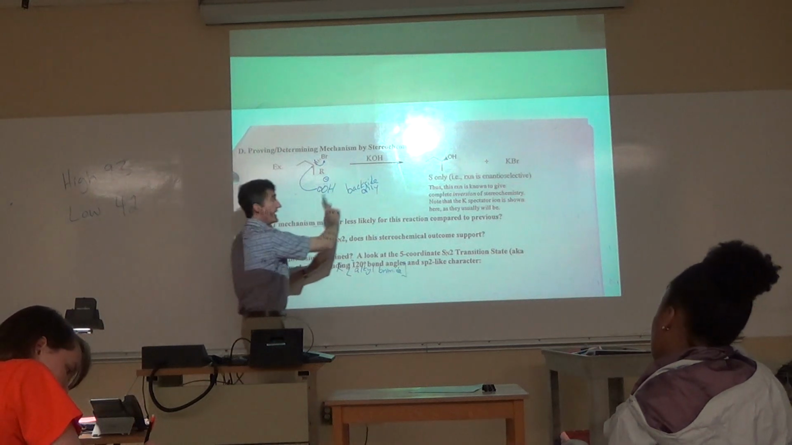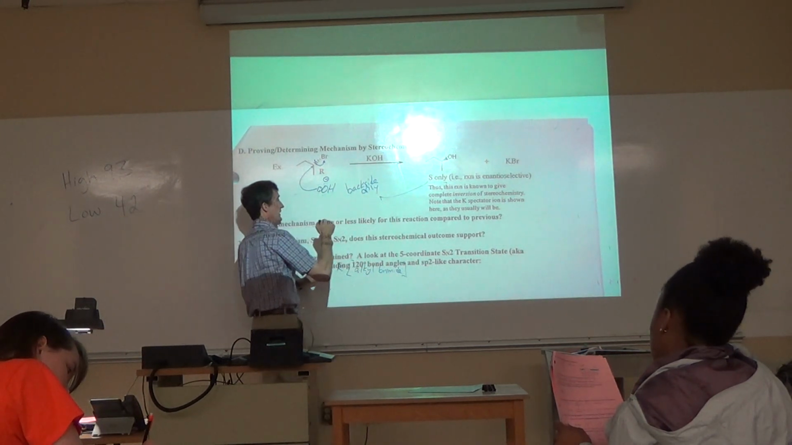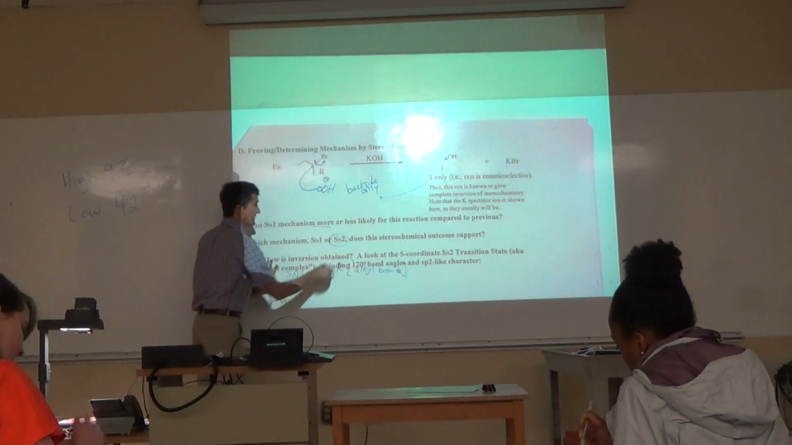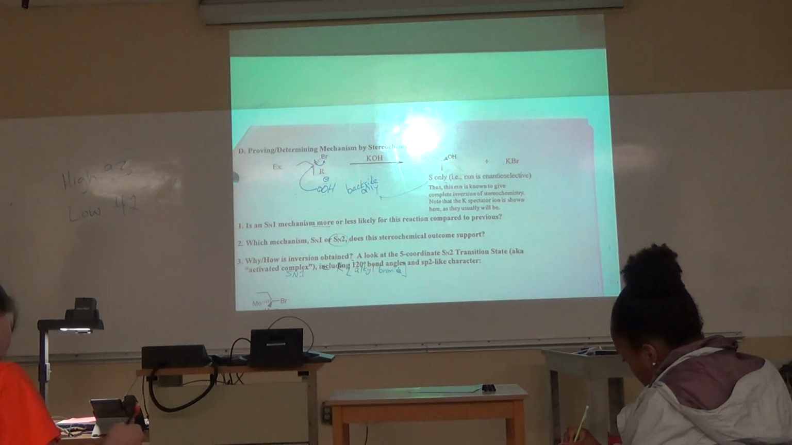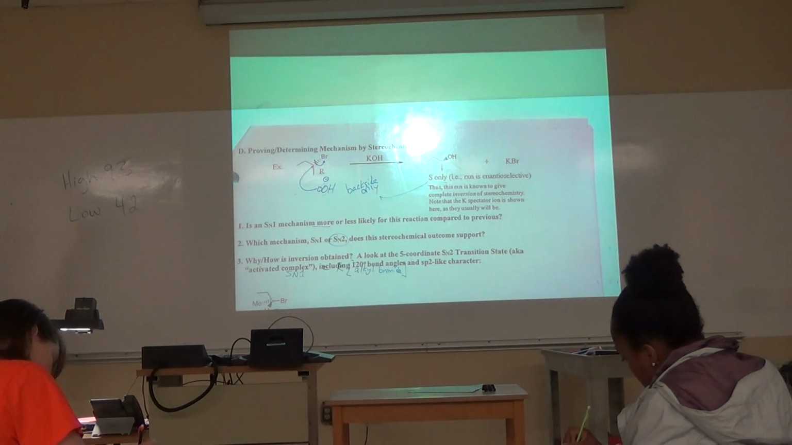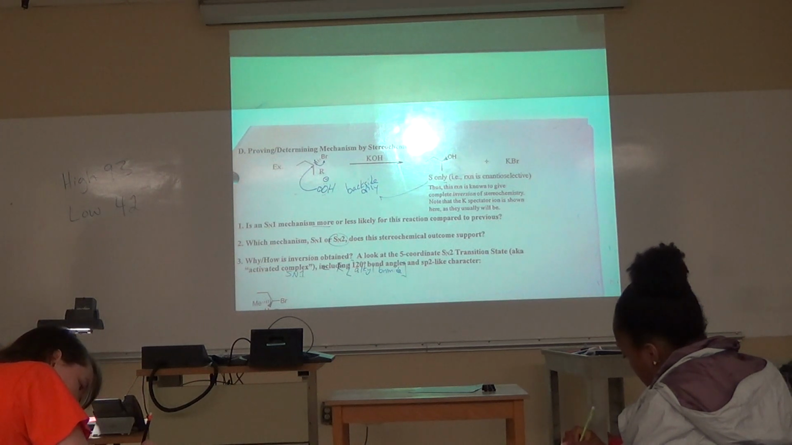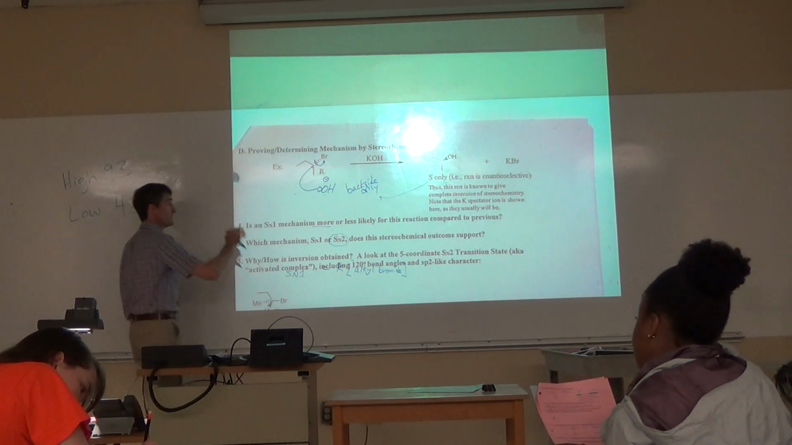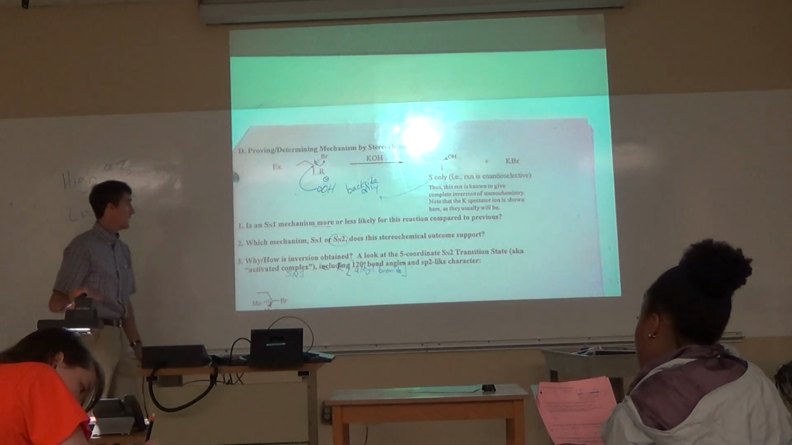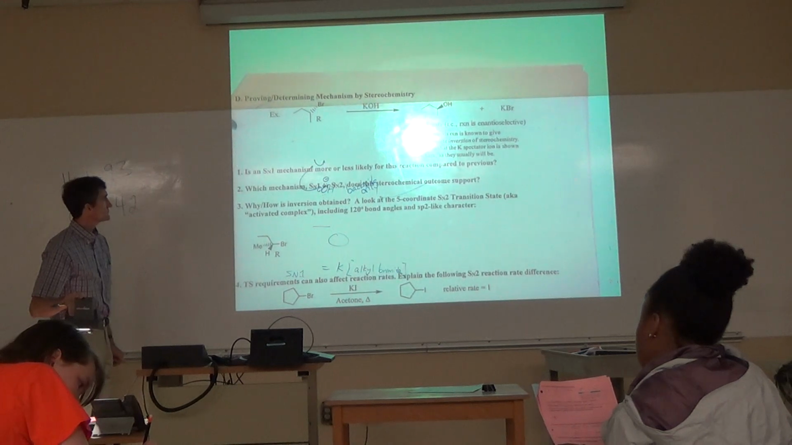But I'm telling you, you got S only. This means backside only. This means that the mechanism is SN2 for that reaction up there. Because SN1 was reasonable. It could have been SN1. But the stereochemistry tells us it was SN2. How is inversion obtained? Let's look at that a little closer.